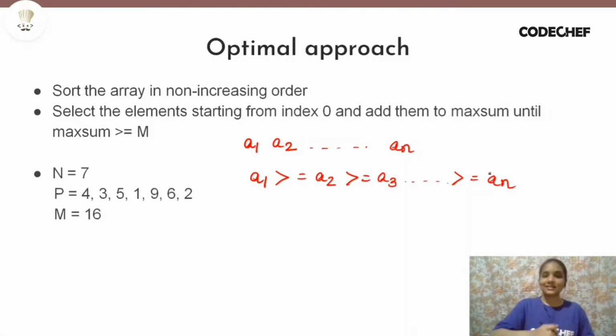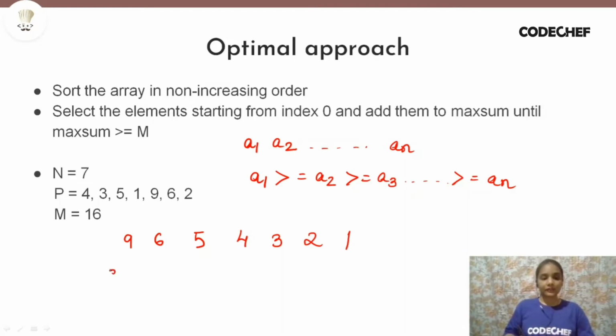So now with the same example, we'll try to do this with the sorting approach. Let us sort this P array. If we sort this, then we'll get 9, 6, 5, then 4, 3, 2 and 1. This is our sorted sequence of the P array. Now all we need to do is select the largest. If we sort the array, then obviously the first one is the largest, then the second one is less than or equal to that.